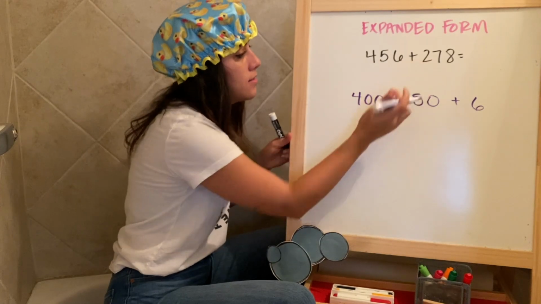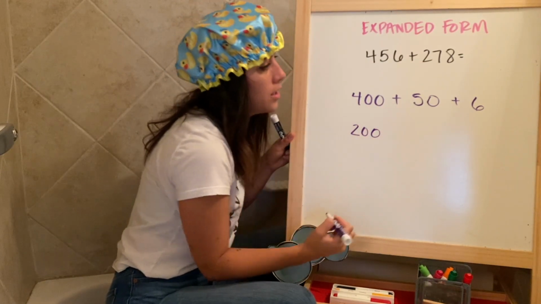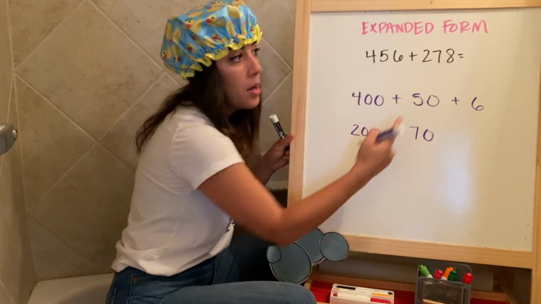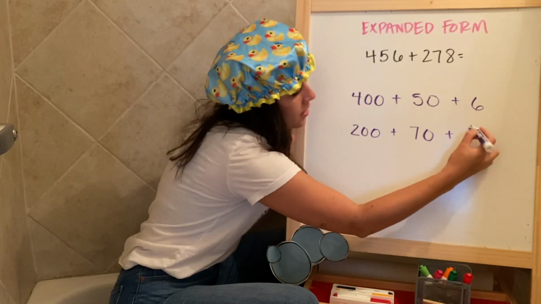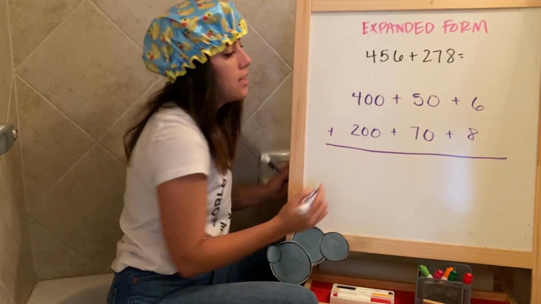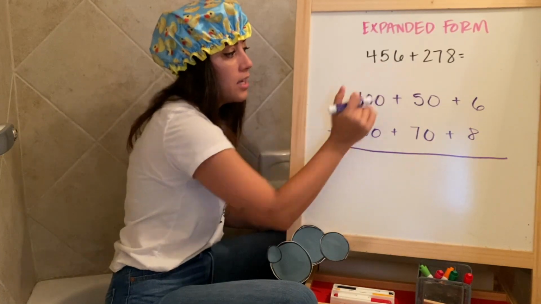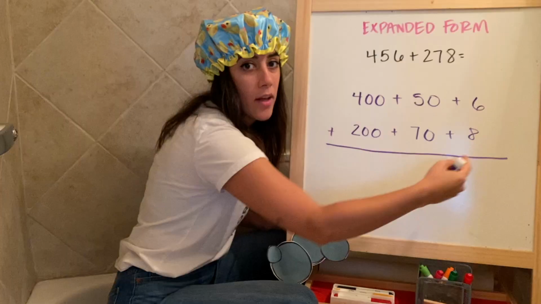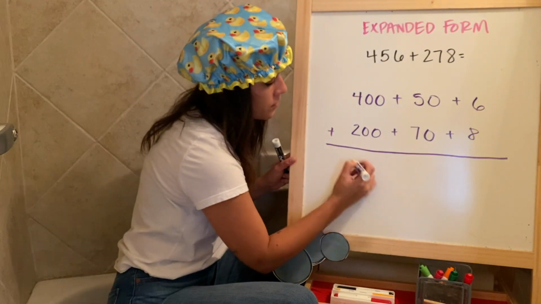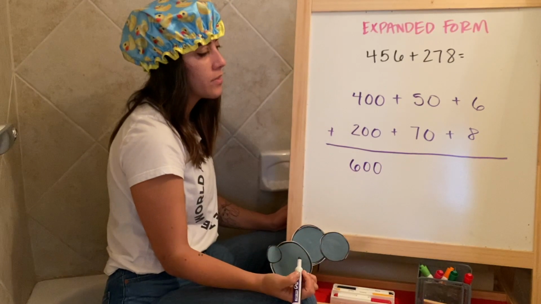Then I'm going to break down the second number. I have 2 in the hundreds place, so 200, plus 7 in the tens place, 70, plus 8 in the ones place, plus 8. Now I'm going to add it this way. It is easier to add them vertically versus horizontally, just so that you can add one place value at a time. 400 plus 200, so 4 plus 2, add the 2 zeros, that would be 600.